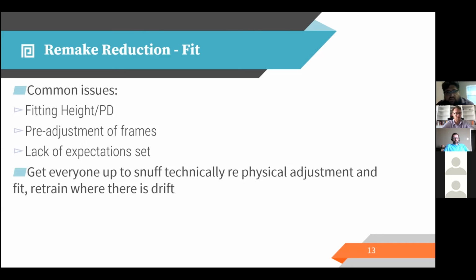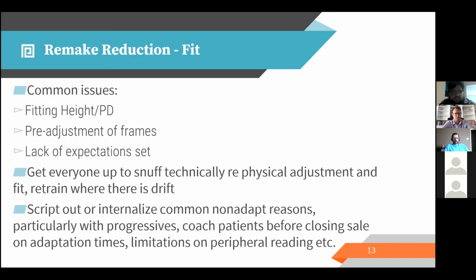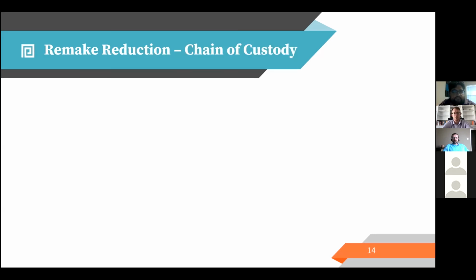And a lot of this just comes down to, if you're seeing it, we need to get our most experienced staff to retrain and address it directly if we've seen drift with experienced staff. And if a whole lot of reasons that pop up are really consistent, like my peripheral vision, the way a corridor works, first time progressive wearers, make sure you have those common non-adapt reasons and you're going over them while you're making the sale, while you're doing the fit, so that expectations are set and they're not unrealistic about how vision's going to be.